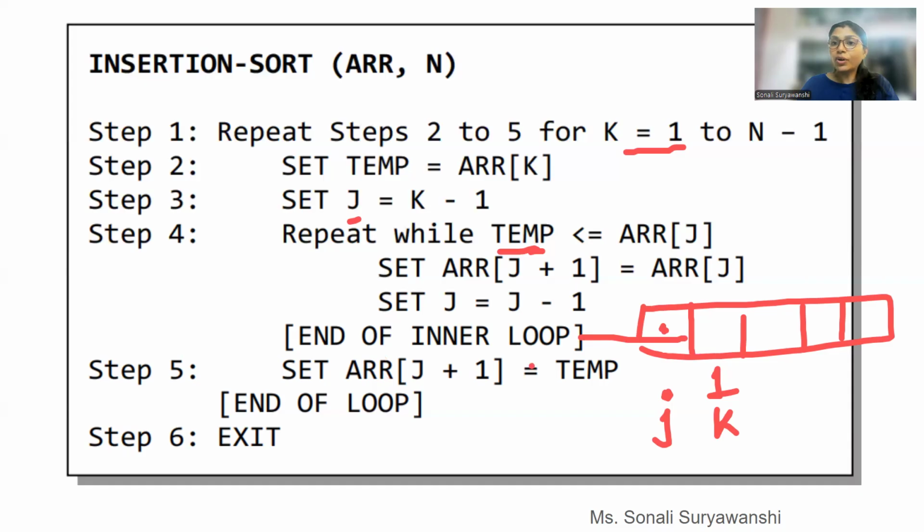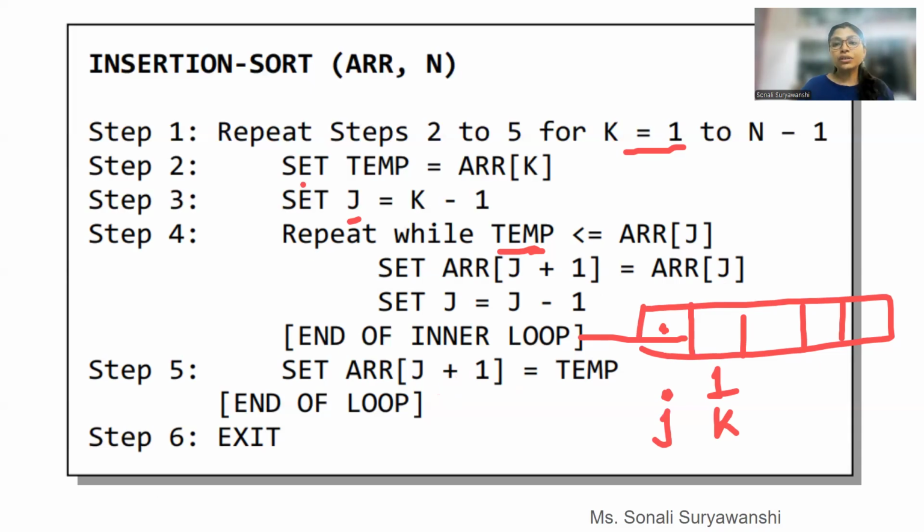Then, whichever empty space we get, because we have started shifting the numbers to the right side, there will be an empty space towards the left side of the array for that particular number for which we are searching the position. We will shift the temporary value to that, but it will always be j plus 1.